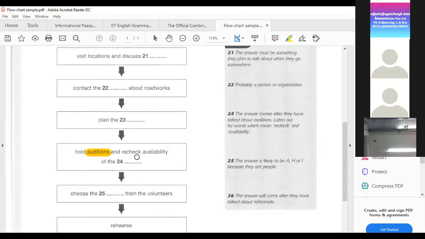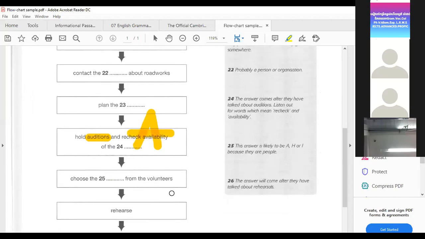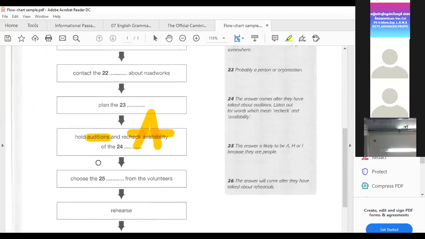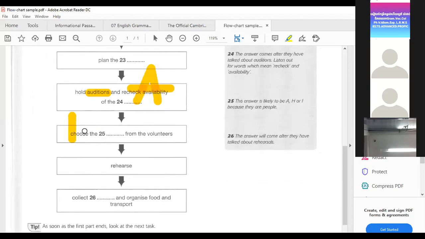24 is A. 25, Kieng? Choose what? Age, understudies. Age. What do we mean by understudies? Very good. It's like a person, for example.